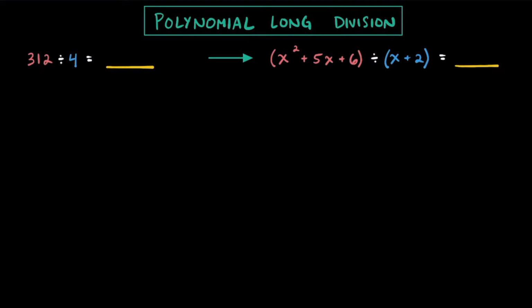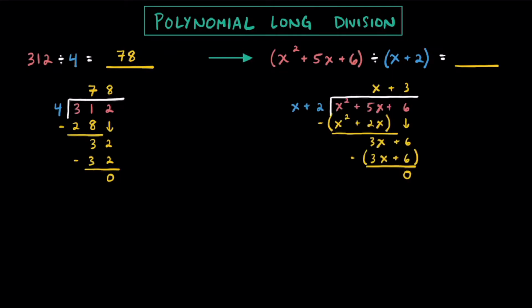So for the 312 divided by 4, this is what the long division would look like. We know the quotient, or the answer to a division problem, is going to be 78 here. Let's see how that compares to the polynomial long division. Dividing this x squared plus 5x plus 6 by x plus 2, you can see that there are some similarities with the process, and the quotient here is going to be the binomial of x plus 3.